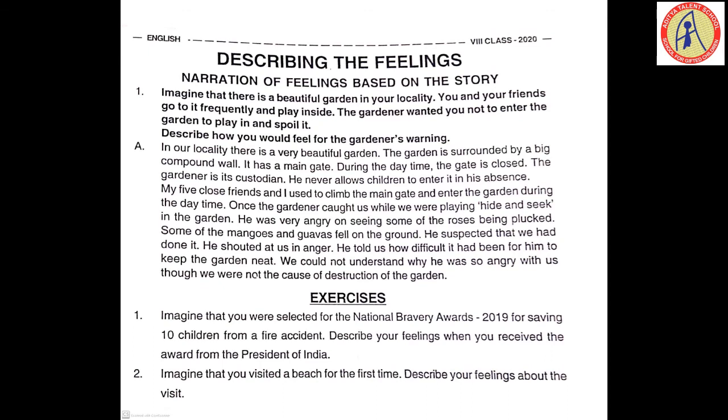In our locality, there is a very beautiful garden. First, always begin with the situation, what it is about. And describing the garden is important. Finally, how many friends were playing there and who caught you. So, it should be in a proper sequence of order. So, this is a paragraph given to you. Read it well and do the exercise 1 and 2 questions in your notebook.